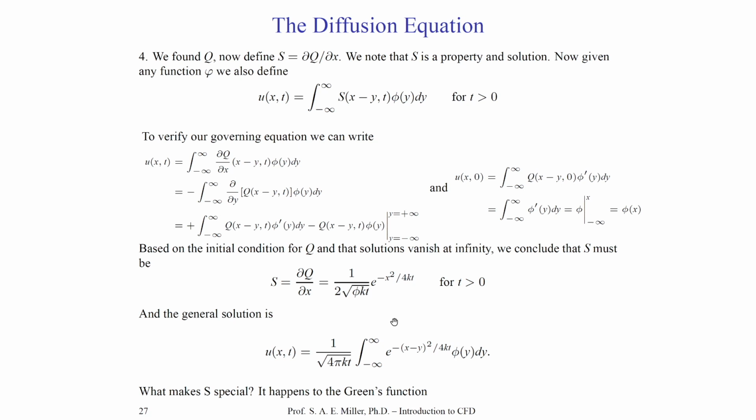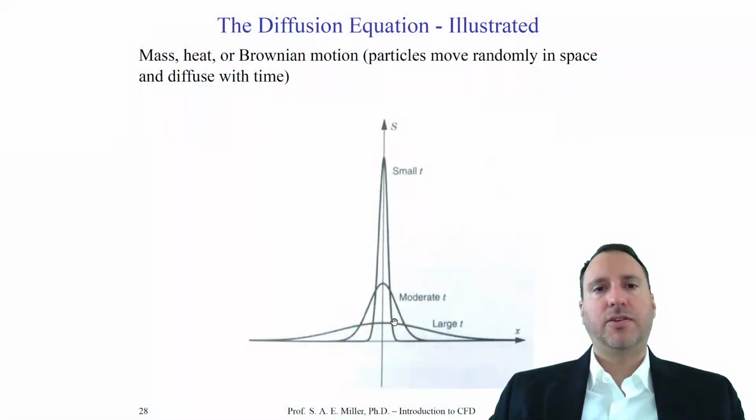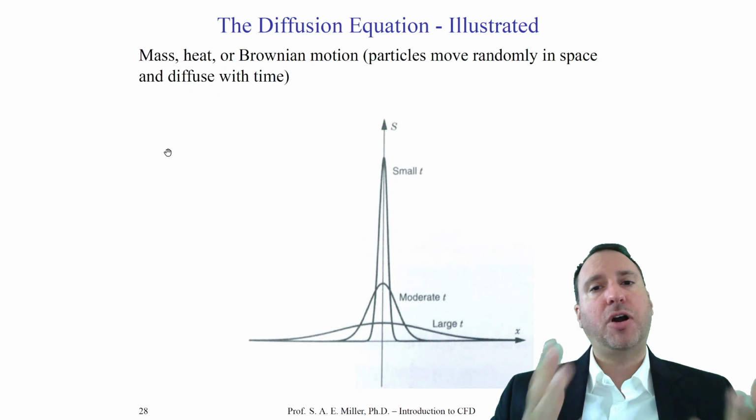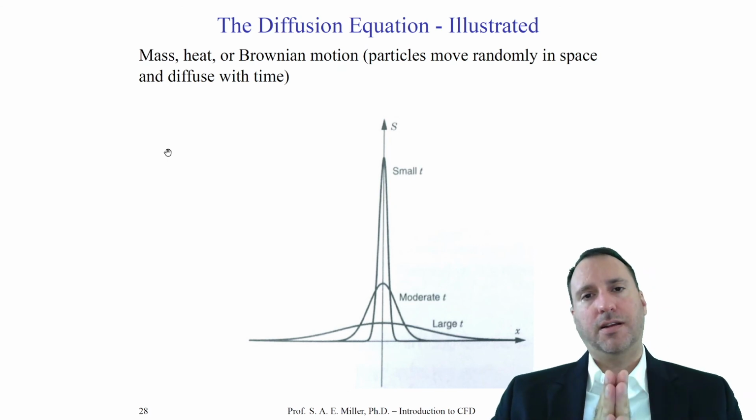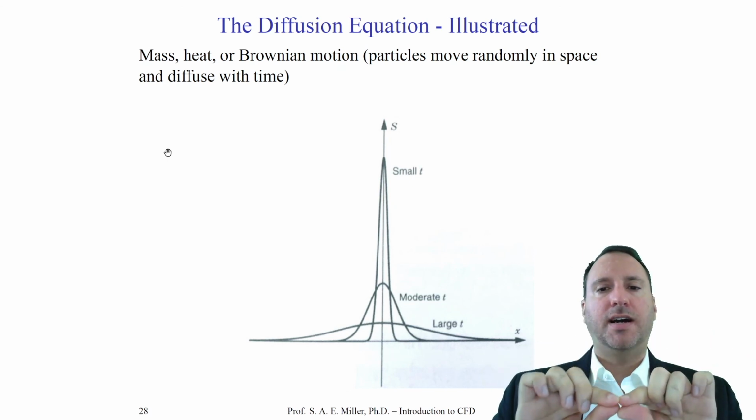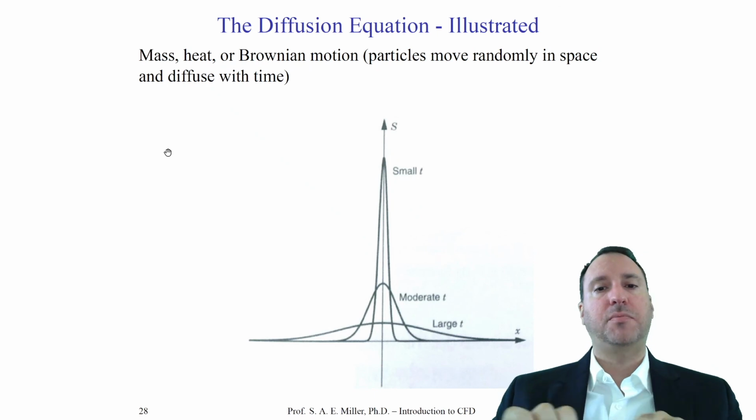So what makes s special in this whole method? It turns out that s is actually the Green's function. The Green's function was found by none other than George Green. Let's look at one graphical solution of the diffusion equation. It might model mass, heat, or Brownian motion, which means particle motion randomly moving in space. In this case, we might have a fluid and put a little bit of dye in it, and we can study in a laminar diffusion problem how that dye and its particle density moves through the fluids.